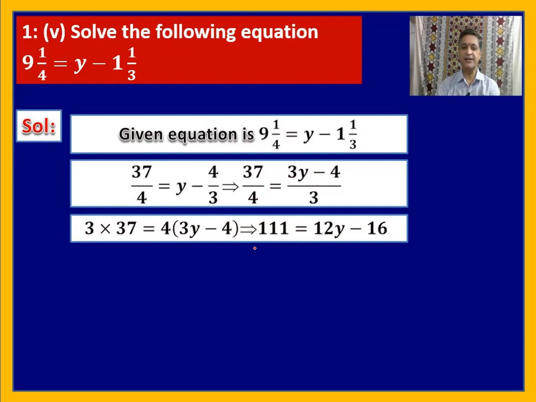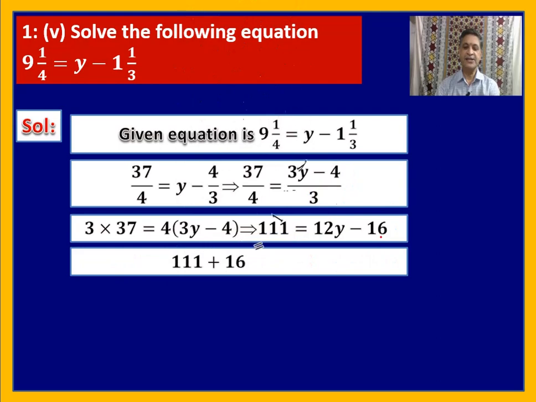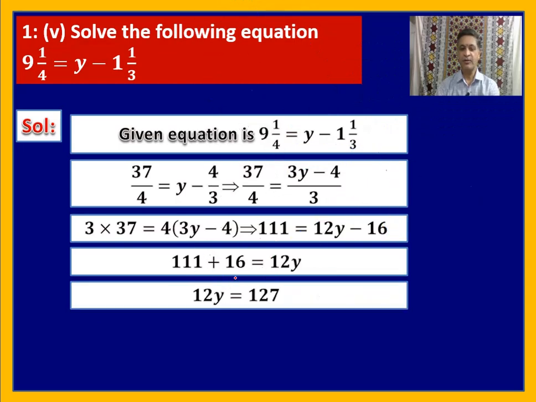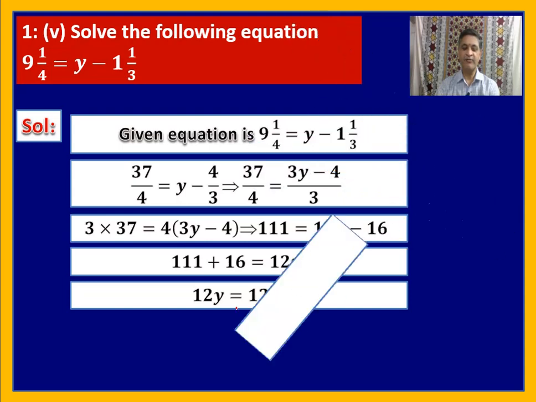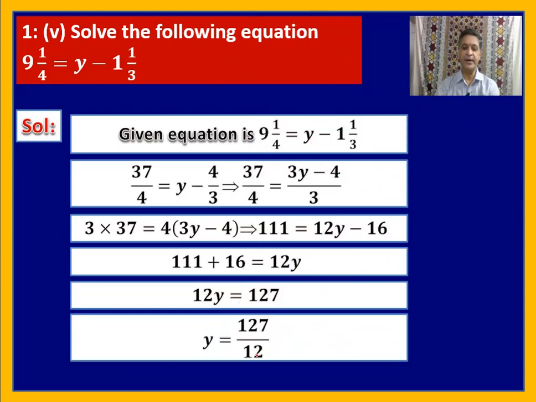So 3 into 37 is equal to 111. So 4 into 3y, that is 12y, minus 4 into 4, 16. Send this 16 to the left side. So 111 plus 16 is equal to 12y. That is 12y is equal to 127. You add these two, you get 127. Then y is equal to 127 by 12. There is no common factor for 12 and 127. So therefore the answer of the equation is y is equal to 127 by 12.